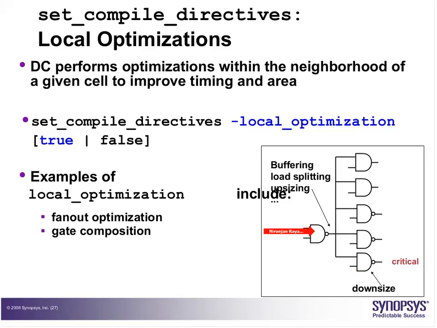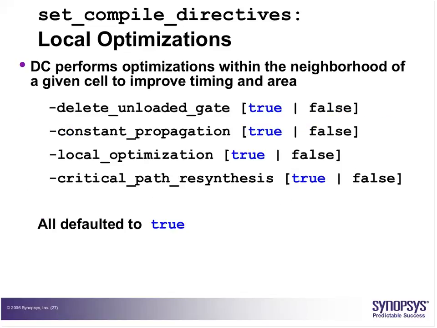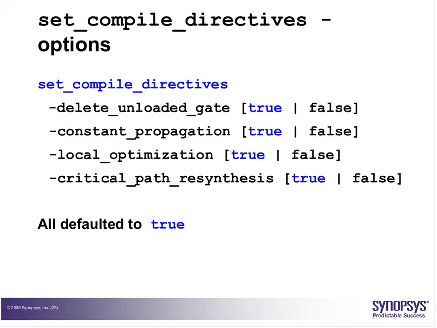So these are the optimizations which occur in the gates in the neighborhood of the critical path. Again you could turn it off, but I will not recommend it. In summary, they are all defaulted to true and any one can be turned off. Again the recommendation is not to play with this.